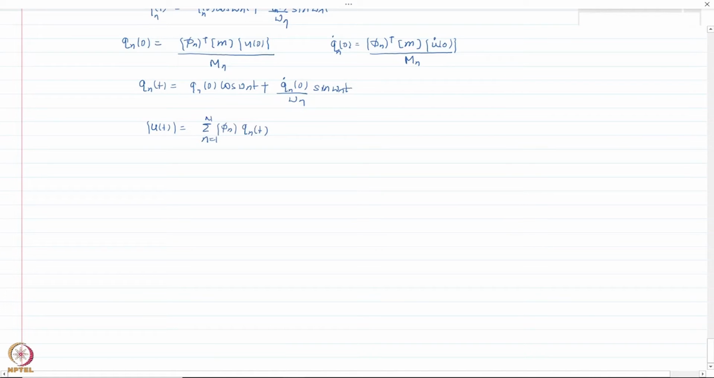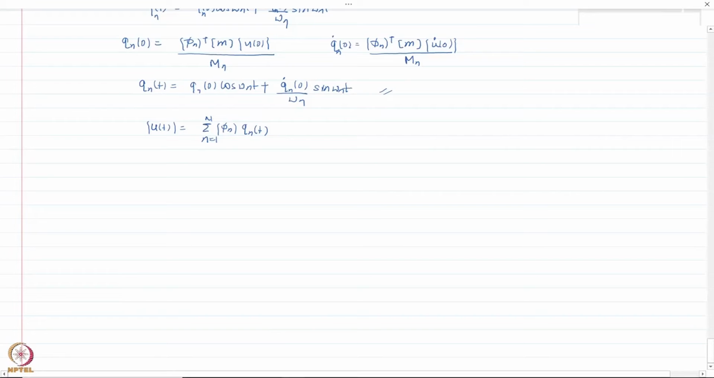Okay, so basically we saw how to find out the free vibration response of an undamped system. What we do is find out the time variation of the generalized coordinate for each mode. We find out the unknown constants using the initial conditions, and finally we combine all those modes using the modal coordinate at any time t. And we can find out the total response as a linear combination of all those mode shapes.